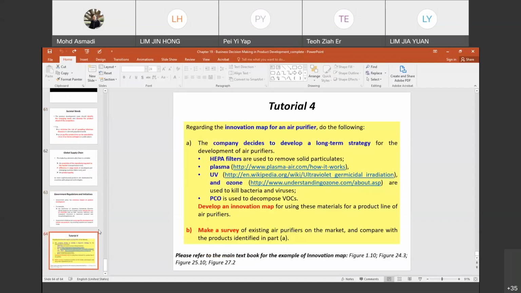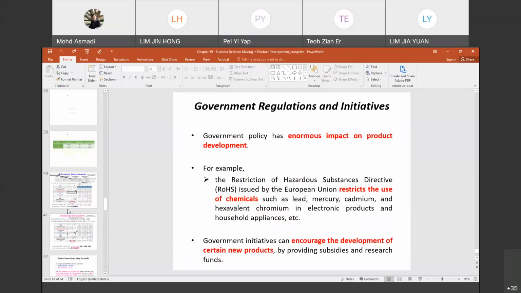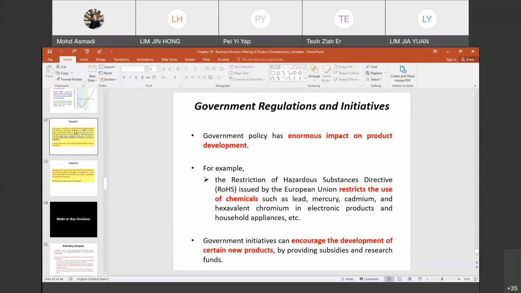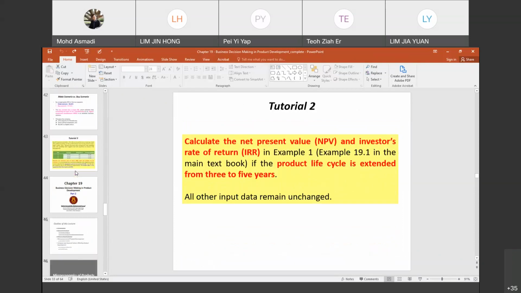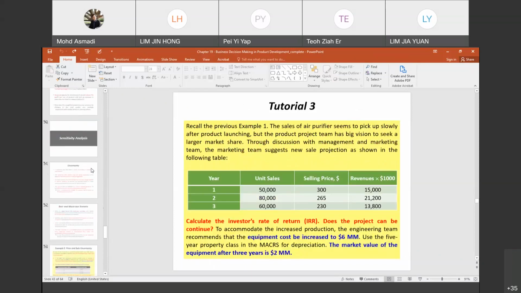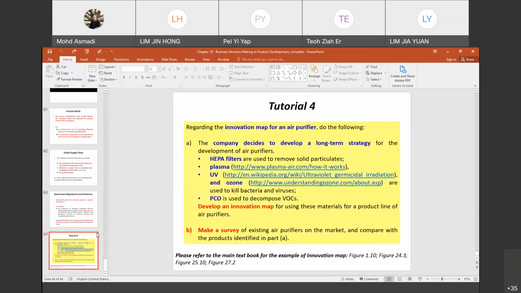And then there is another tutorial, this one. This one is just based on these questions. So please do the innovation map. I think this is from my textbook, figures 10 to 24.3 and so on. So you can suggest. Please do tutorials 1, 2, 3 and 4, these 4 tutorials. So please submit.